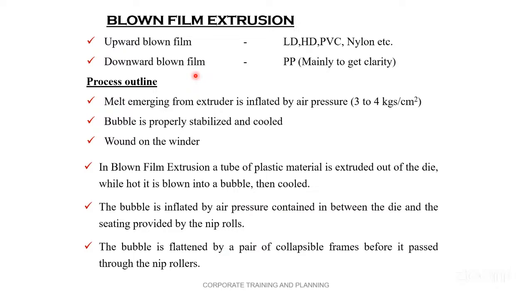Now, which are the materials which can be blown in the upward direction? LDPE, lower density polyethylene, high density polyethylene, PVC, nylon. These are the materials that can be upward blown, right? Now, if you see the downward blown film, there is only one material, that is polypropylene.